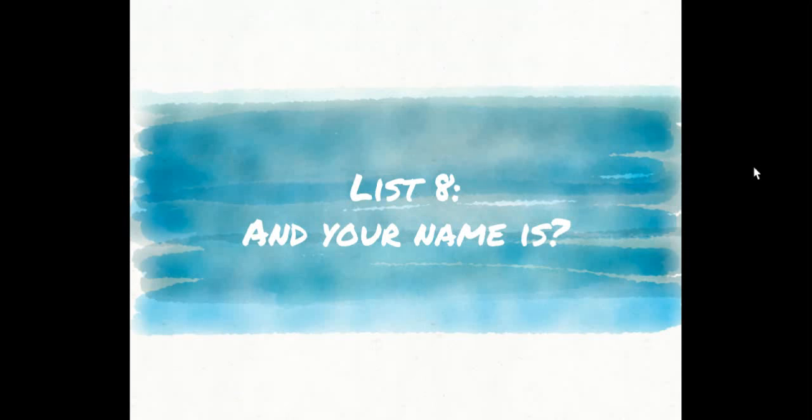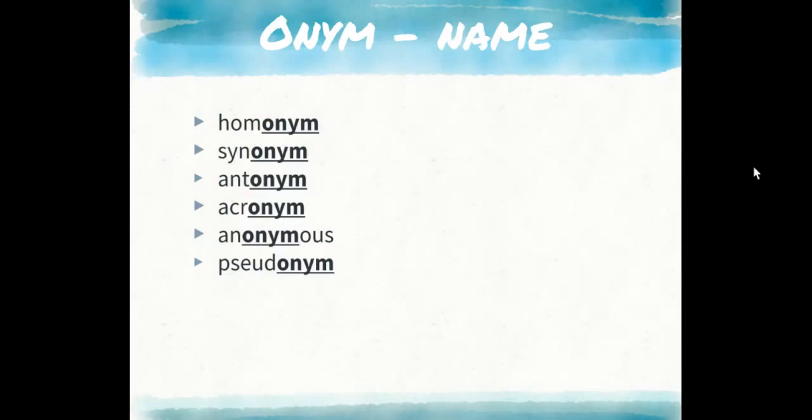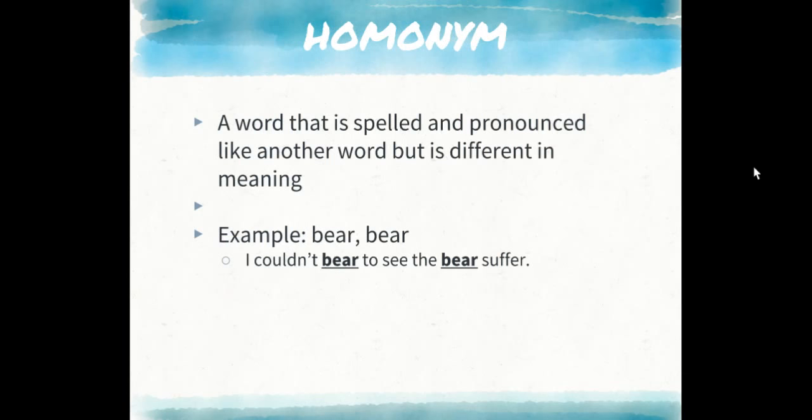List 8 and your name is. The root we are working with today is the onym, which means name. It is a Greek root. The words that go with this root are homonym, synonym, antonym, acronym, anonymous, and pseudonym. Your first word is homonym.